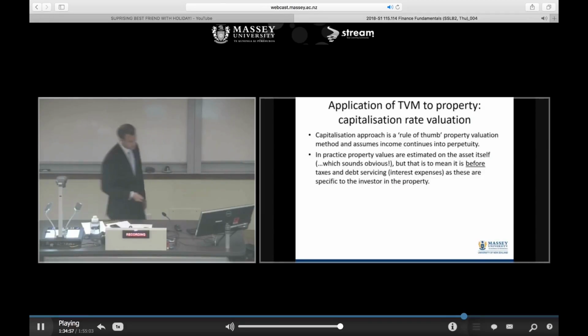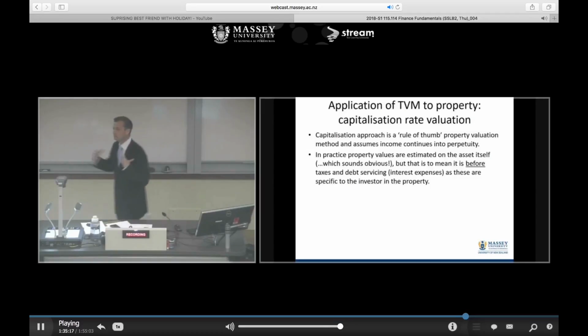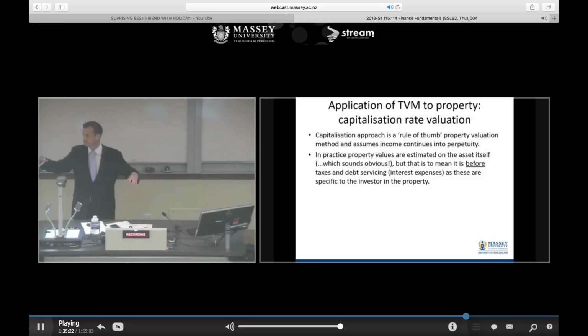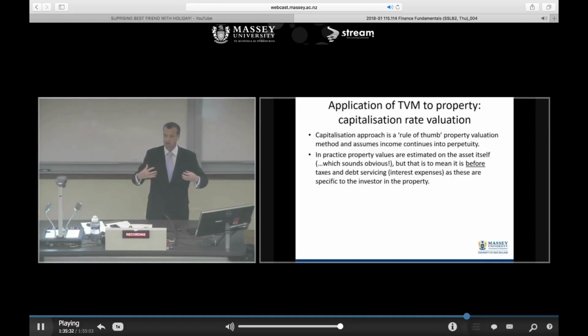So in practice, property values are estimated on the asset itself, which seems so obvious, but what this really means is that we're not looking at it from the investor's perspective with these capitalisation rates. We're looking at it from the property perspective. Because every investor will have a different tax rate. Individual investors have different marginal tax rates. If it's a company, they'll have a different tax rate. If a trust owns it, a different tax rate again. So there's all these different things going on. So we can't look at it from the investor's perspective.